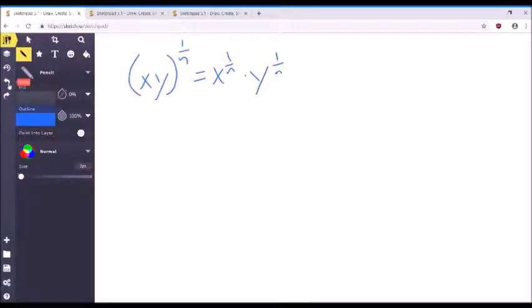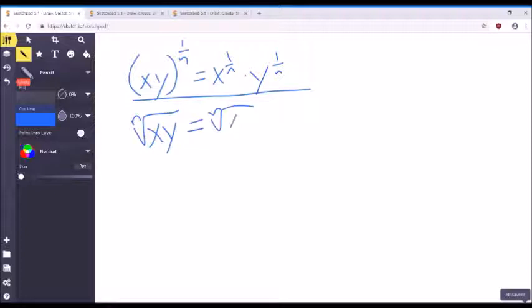I'm going to be teaching lesson 8.5, which is about products with radicals. Now this lesson has to do with the root of a product theorem, which states that the quantity of x times y to the 1/nth power equals x to the 1/nth times y to the 1/nth. This can be rewritten as the nth root of x times y is equal to the nth root of x times the nth root of y.